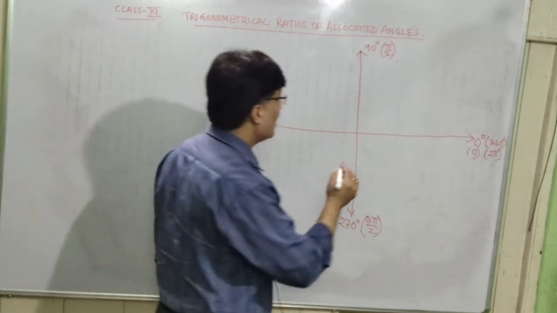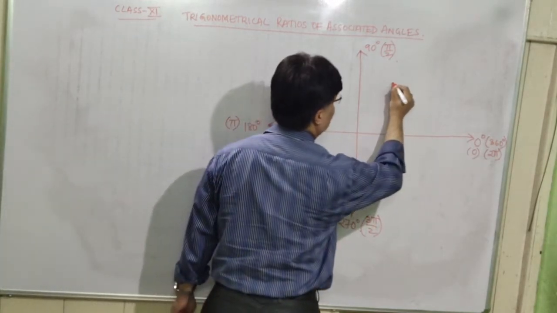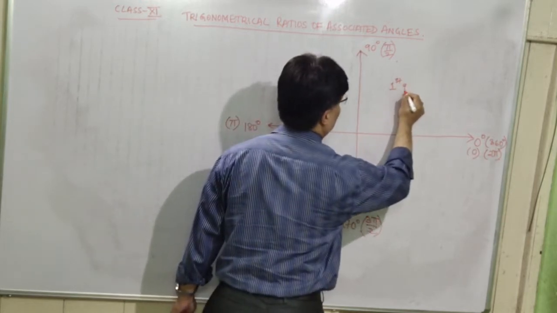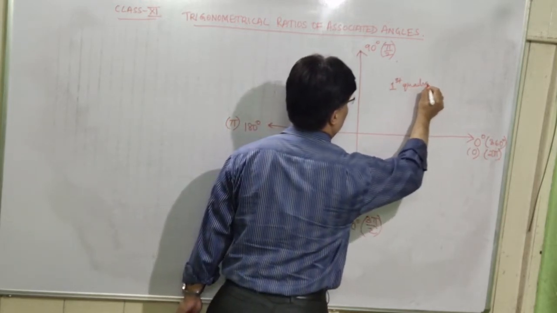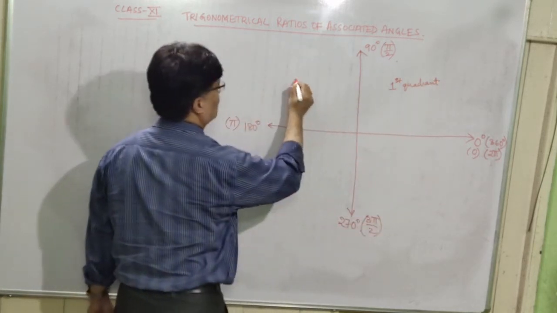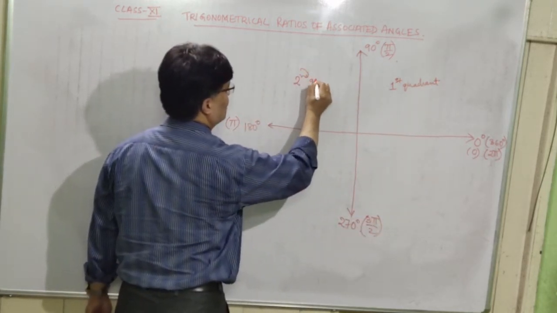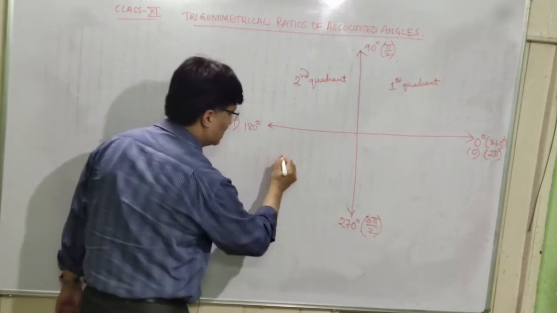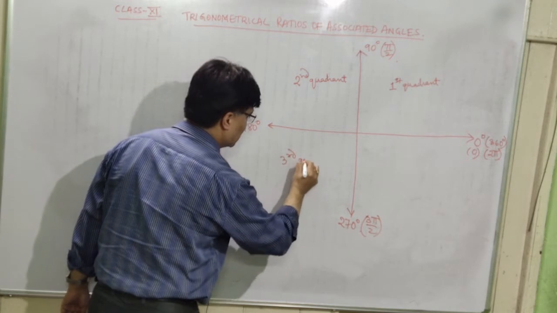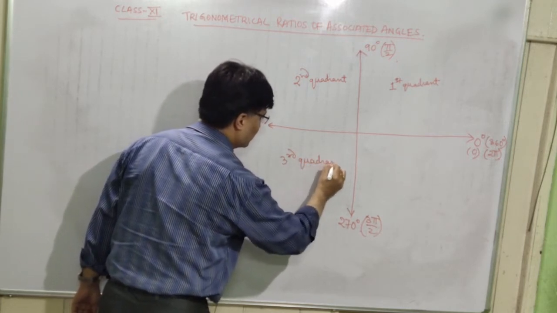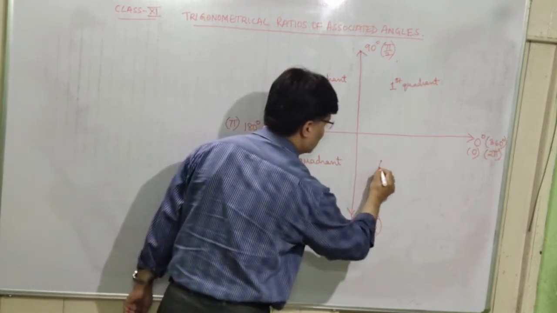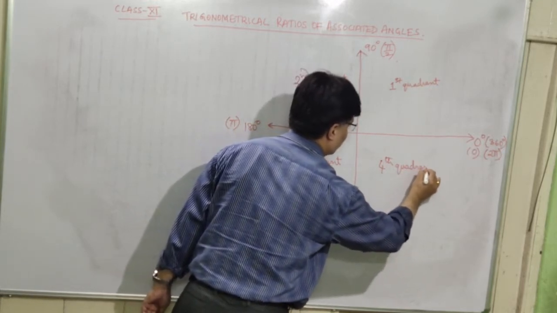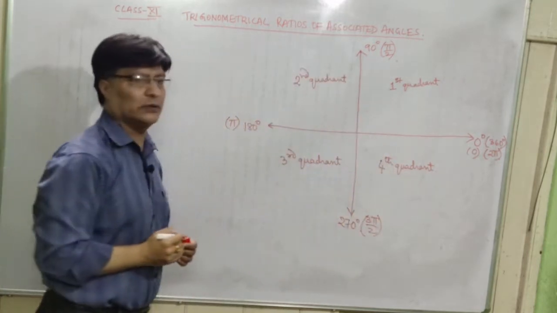Okay? And this space is known as the first quadrant. This is known as the second quadrant. This is known as the third quadrant. And this is known as what? This is known as the fourth quadrant. Okay?